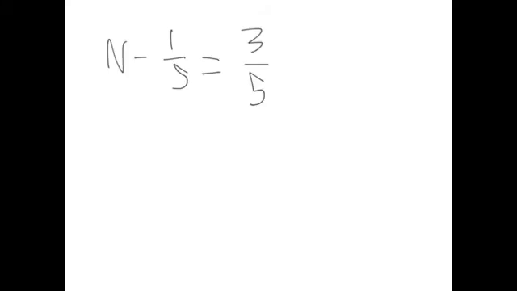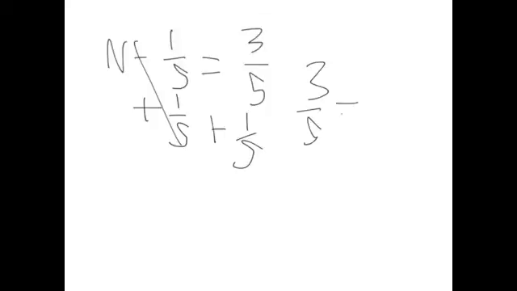First, we need to isolate the variable. So to reverse 1/5, we need to add 1/5 and add 1/5 on this side. So 3/5 plus 1/5 equals 4/5.